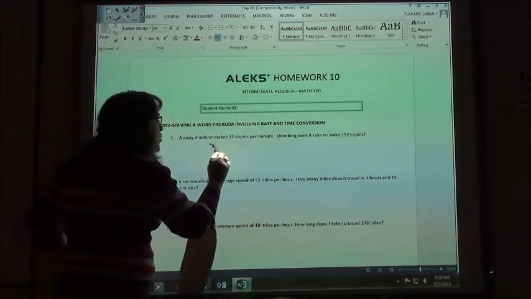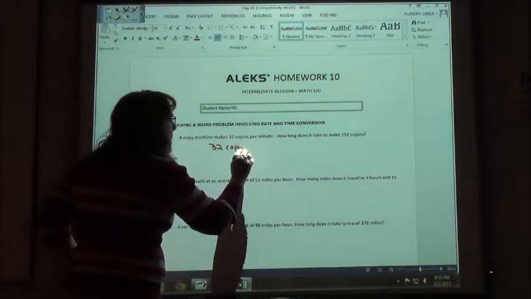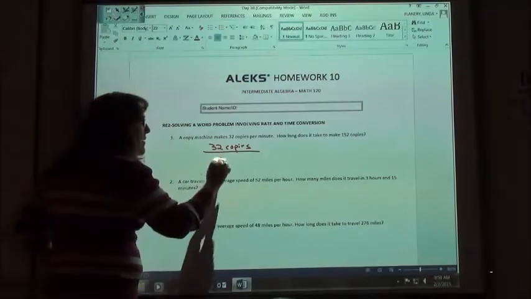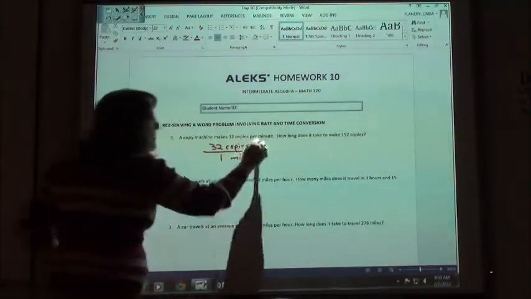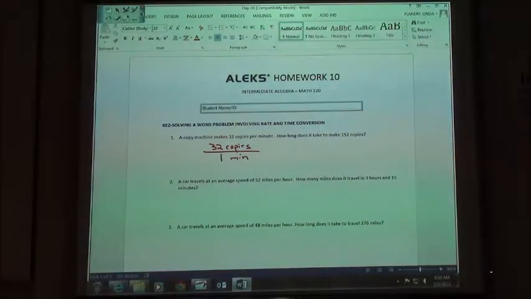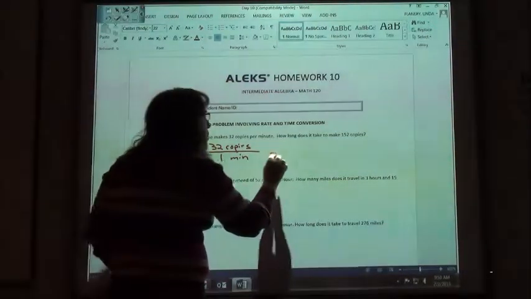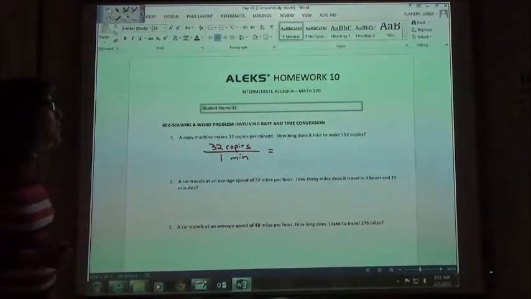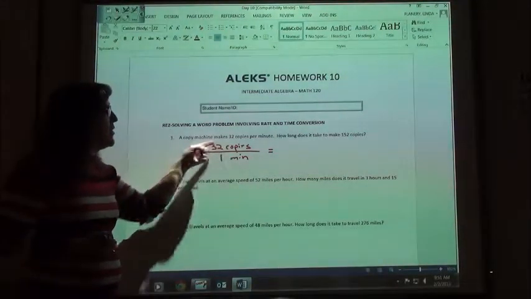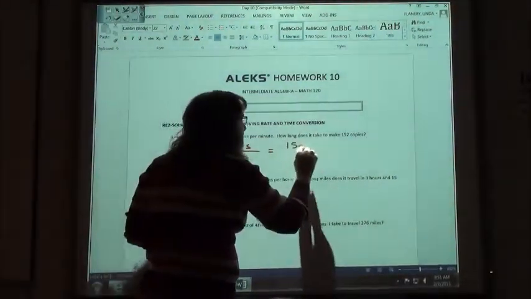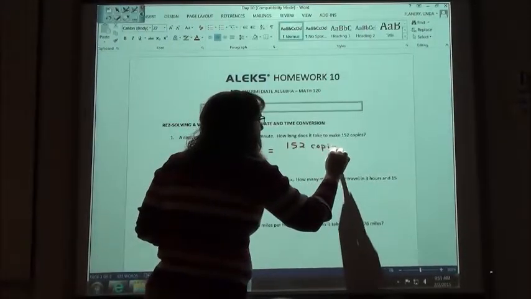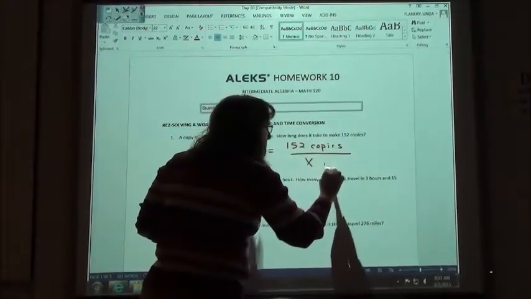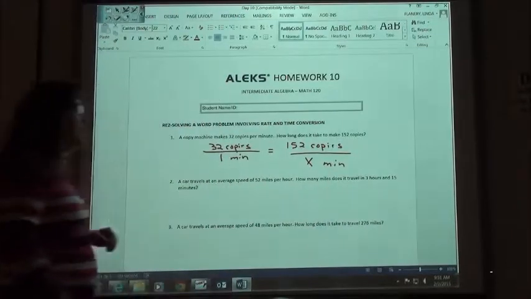I have 32 copies per minute, which means in 1 minute. That's my given rate, 32 copies per minute. We want to know how long it takes to make 152 copies. Since my copies are on top here, I would have to put the 152 copies on top here. And we want to know how many minutes that is going to take us.